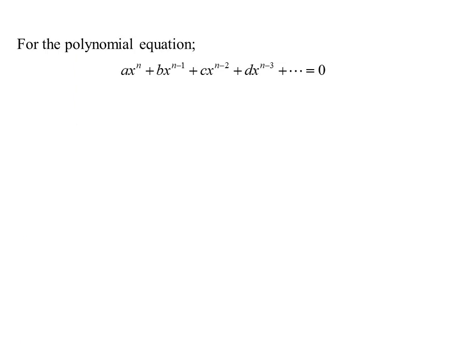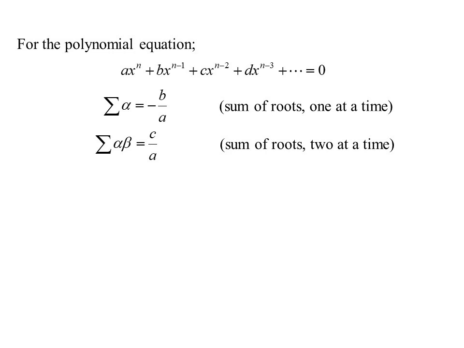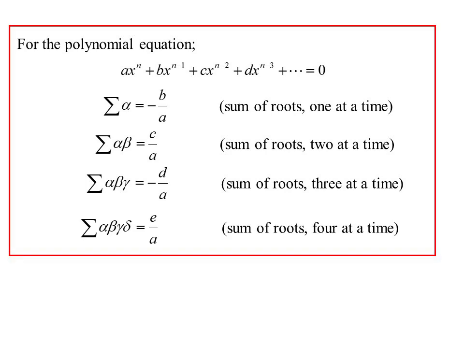So to generalize it, if I've got a polynomial like this, then the sum of the roots 1 at a time. A nice shorthand way of writing that, rather than having to write alpha plus beta plus gamma plus delta plus epsilon plus however many you've got, we just say sigma, because that's our notation for sum, is minus b on a, and that's the sum of the roots 1 at a time. Sum of the roots 2 at a time will always be c on a. Sum of the roots 3 at a time will be minus d on a. Sum of the roots 4 at a time would be e on a.